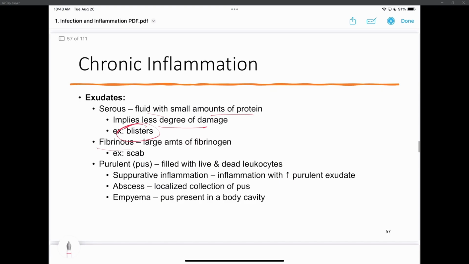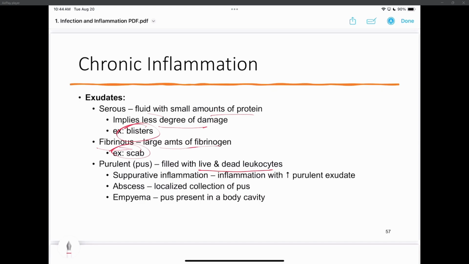Fibrinous. So a fibrinous exudate, large amounts of fibrinogen, that's a scab. Okay, you scratch yourself, scrape your knee, whatever. You get, obviously, a scrape, and it has to be healed, and you get a scab formation. That is an exudate. Then you have a purulent exudate, and this is pus, live and dead leukocytes.